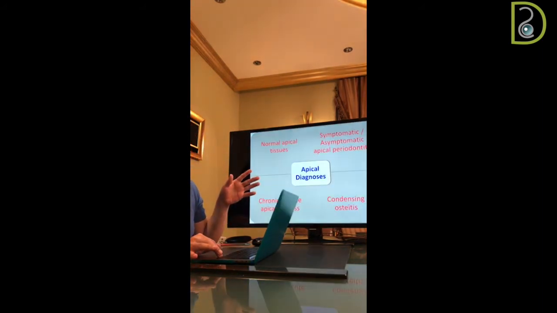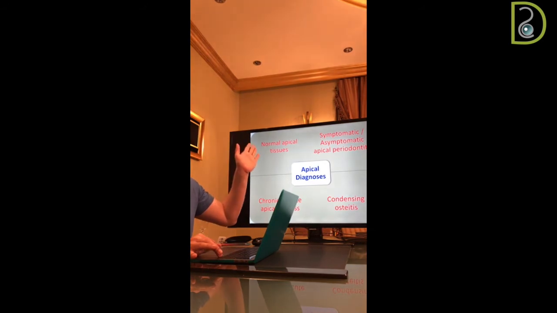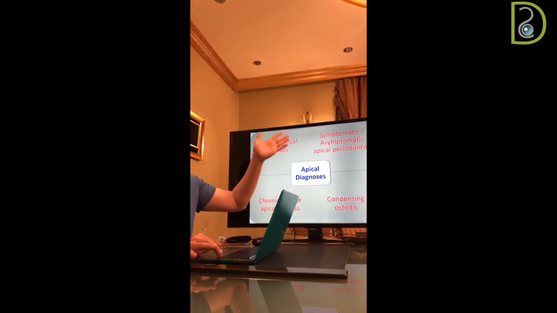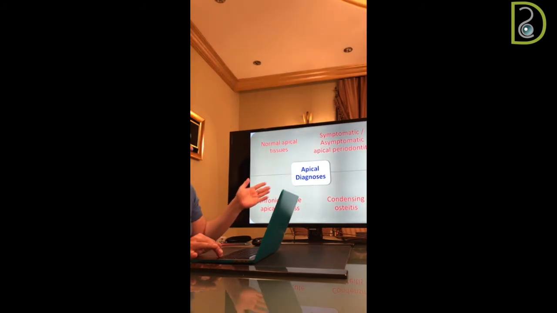For the apical, we have normal apical tissue, then apical periodontitis either with or without symptoms, chronic or acute apical abscess, and condensing osteitis.